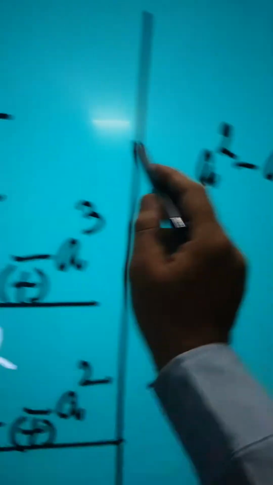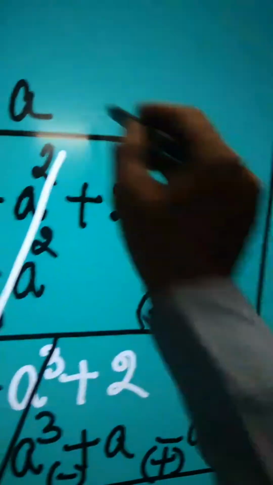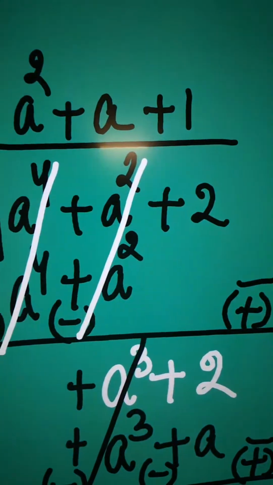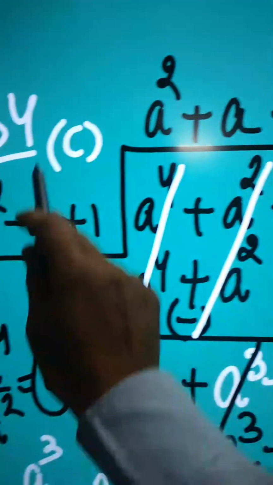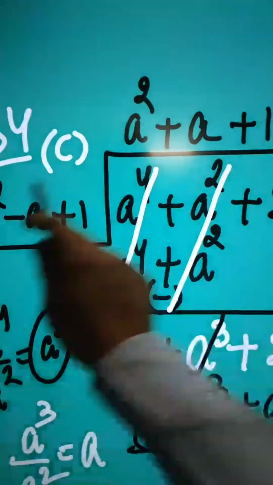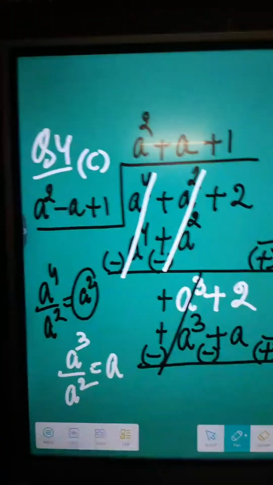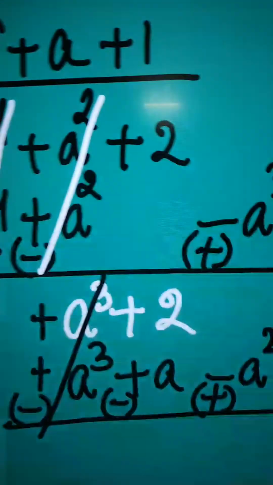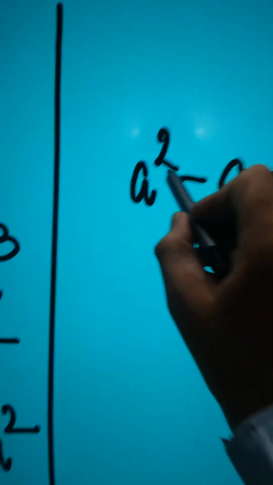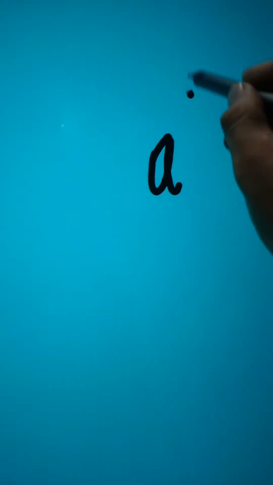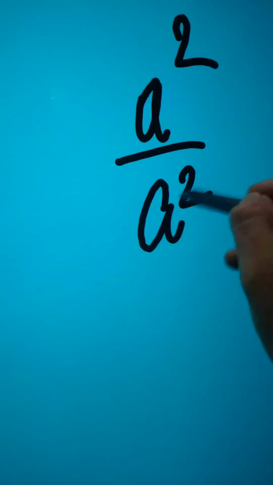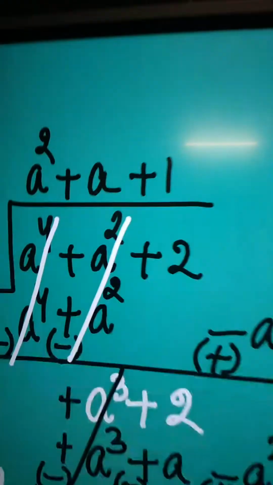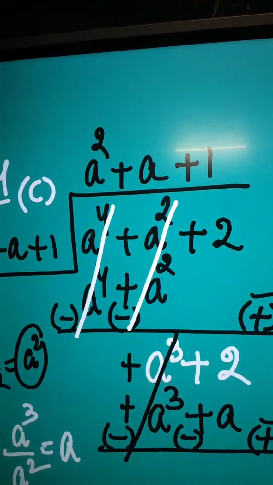Now a² divided by a², what should come here? Plus 1. Now 1 will multiply a² minus a plus 1. How did 1 come here? Again, the first term is to be checked with a². So a² divided by a² gives me 1. So this 1 you will write at the top. Check the video replay and you will understand.